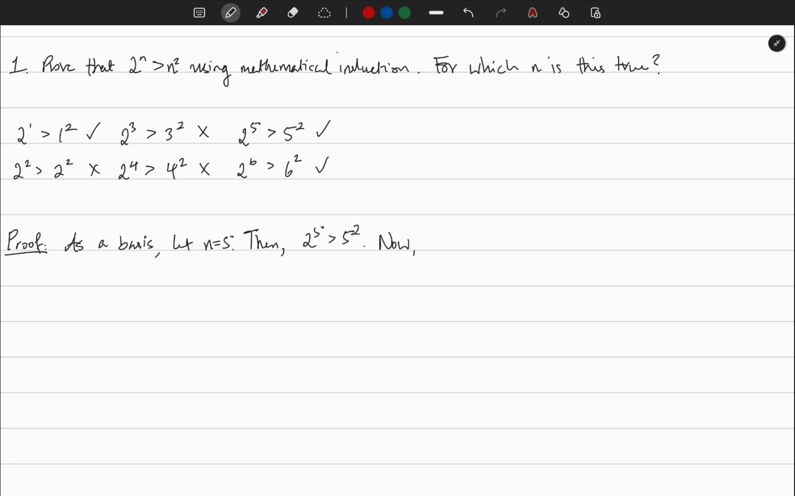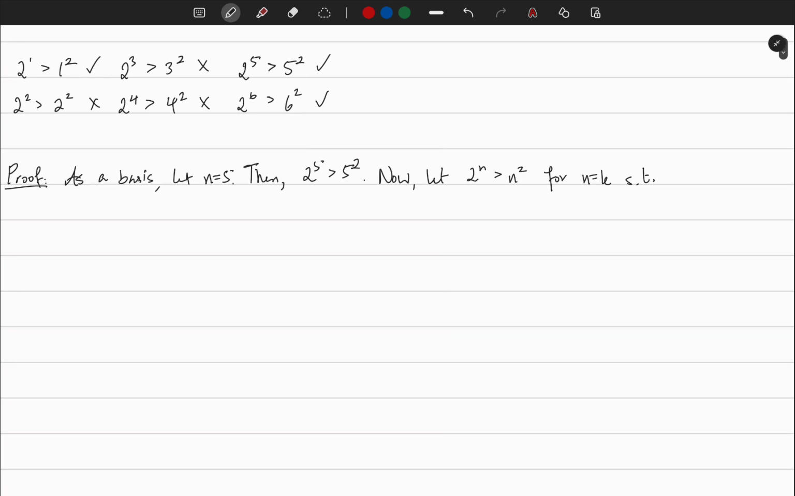Now, the second case is we have to assume the statement is true for the nth case, and then show that the n plus 1 case is true. So now, let the statement Pn, in this case 2 to the n is bigger than n squared, hold for n equals k, such that we now want to show that the n plus 1 case is true, or in this case we'll show that the k plus 1 case is true.